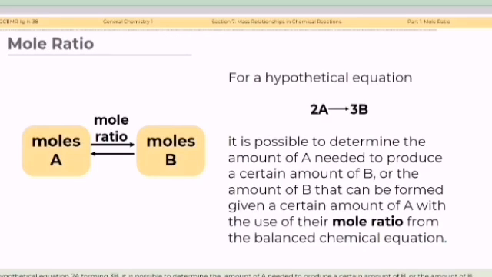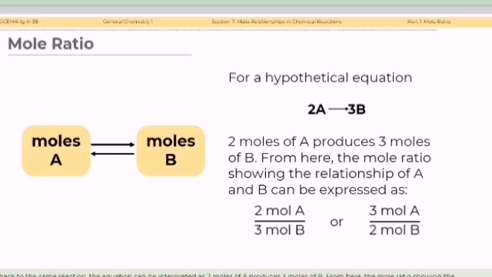For a hypothetical equation, 2A forming 3B, it is possible to determine the amount of A needed to produce a certain amount of B, or the amount of B that can be formed given a certain amount of A, with the use of their mole ratio from the balanced chemical equation.